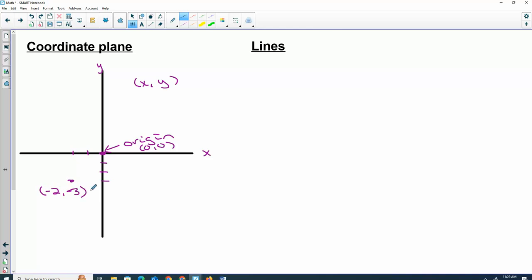All right, lines. Usually there's something involving equations of lines. What does the equation of a line look like? Okay, so with that you need to know a few things. M is your slope. How do you find slope? Rise over run. From points, it's y2 minus y1 over x2 minus x1.